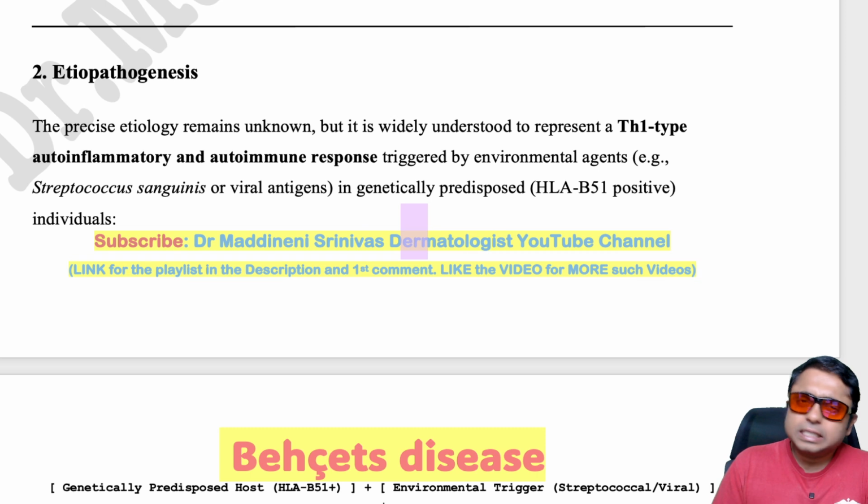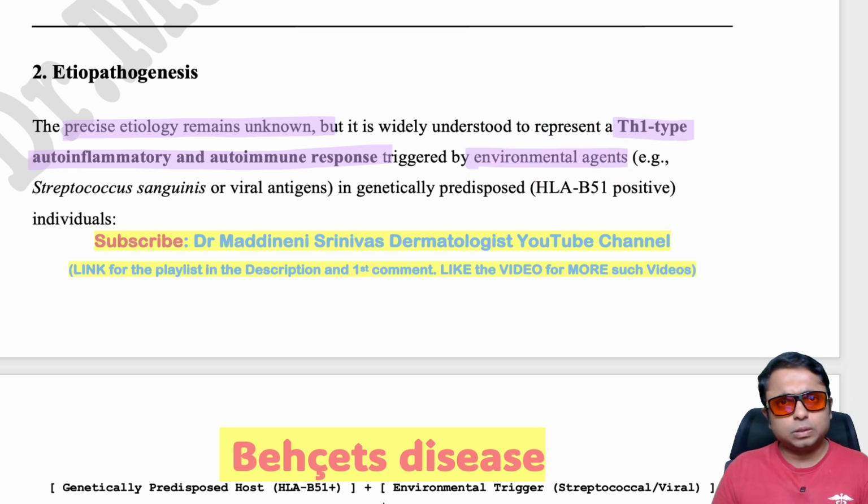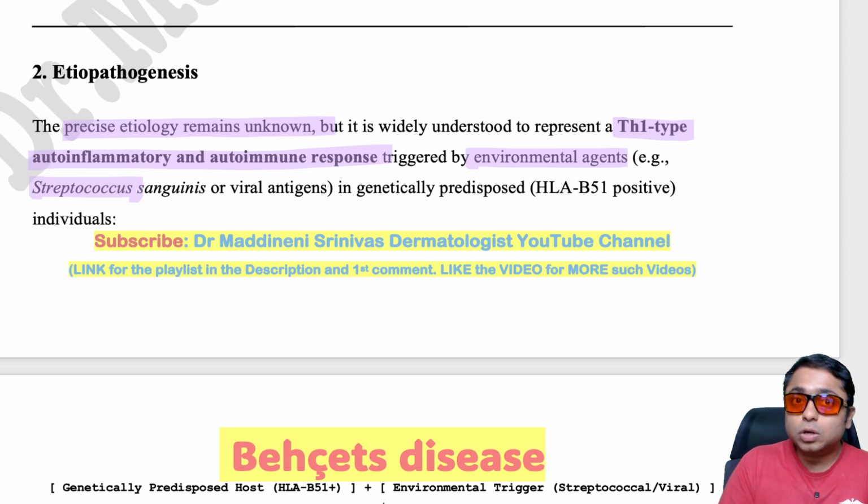Coming to the etiopathogenesis, Hulusi Behçet presented a case and felt that a virus was the etiological factor. But after so much research, it was observed that the exact etiology is unknown. It is widely understood to represent a T helper 1 type autoinflammatory and autoimmune response triggered by environmental agents. These environmental agents could be many things, for example bacteria like Streptococcus or certain viral antigens, along with genetic predisposition, HLA-B51, as we have already seen.